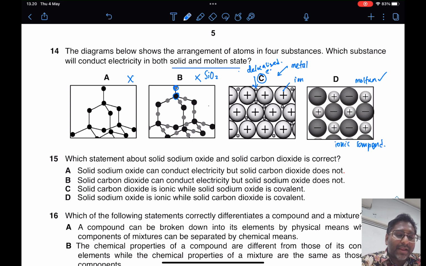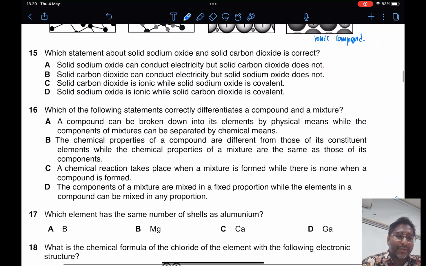But when it comes to molten, molten ionic compounds can conduct electricity, but not in solid form. In the molten state, the ions become free to move. They can move here and there, so they can conduct electricity. But ionic compounds cannot conduct electricity when they are in solid form. Please remember that. So the answer is going to be C for this.